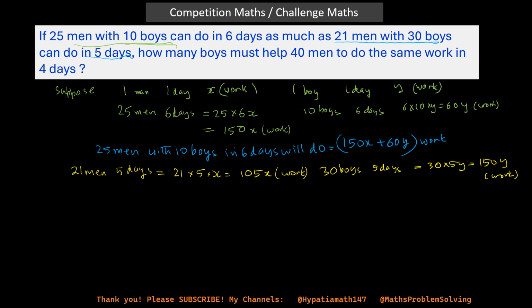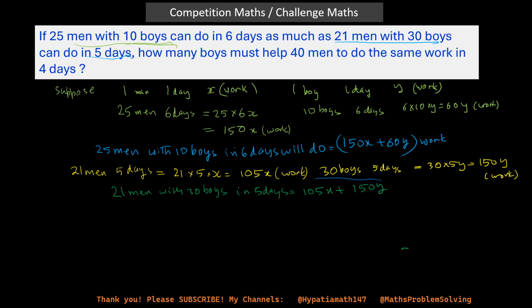So together, 21 men with 30 boys would do in 5 days 105x plus 150y.